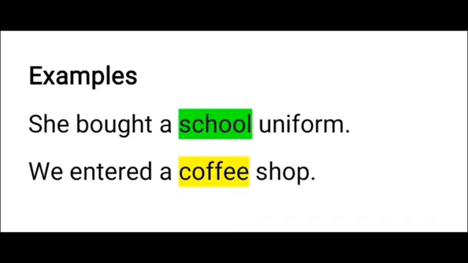The first example, he bought a school uniform. Now you have two nouns here, school and uniform. So which one modifies which? School modifies uniform. So what kind of uniform was bought? School uniform. Example 2. We entered a coffee shop. What kind of shop did we enter? Coffee shop. So coffee here is describing shop, which is to say it is playing the role of an adjective in the sentence.